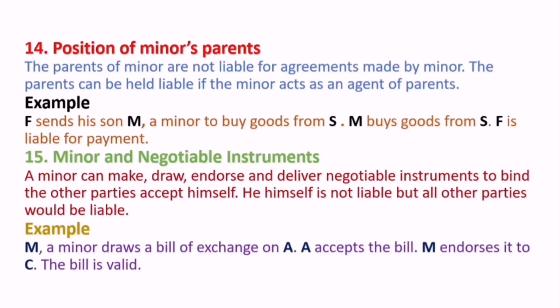The next one is minor and negotiable instruments. A minor can make, draw, endorse, and deliver negotiable instruments to bind the other parties except himself. He himself is not liable, but all the other parties would be liable. Here is an example. M, a minor, draws a bill of exchange on A. A accepts the bill. M endorses it to C. The bill is valid. So students, this is all about the position of a minor under various agreements.